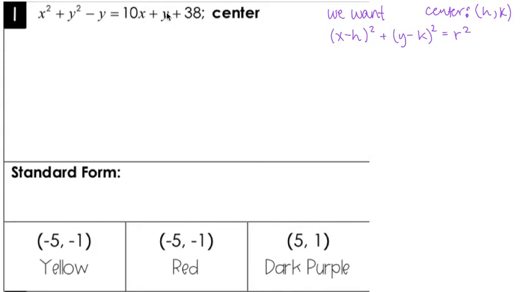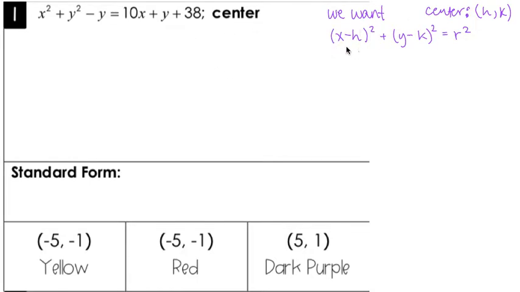Everyone, this video is to help you with the problems involving the equation of circles and completing the squares. The idea for these problems is that I want to get this equation into standard form of a circle so that I can find the center.